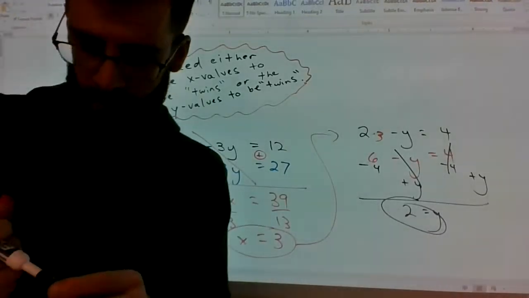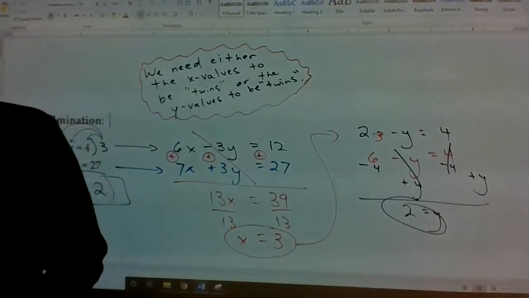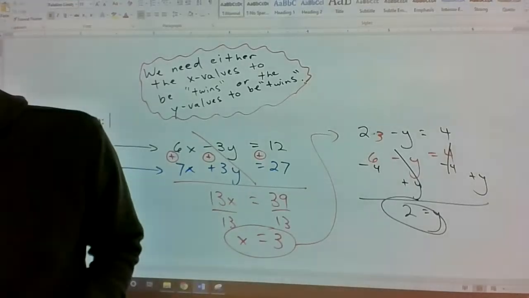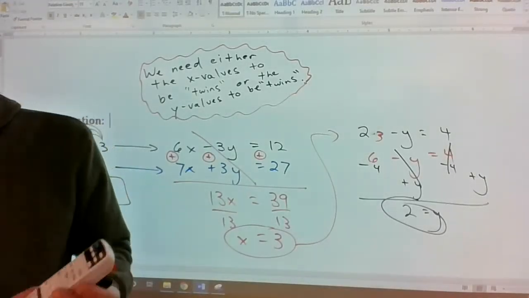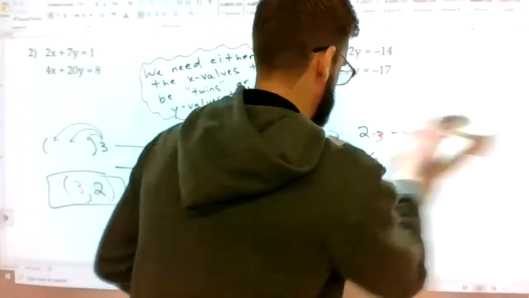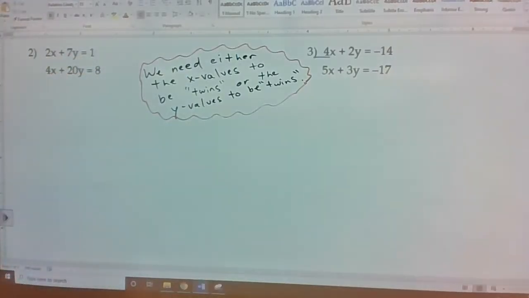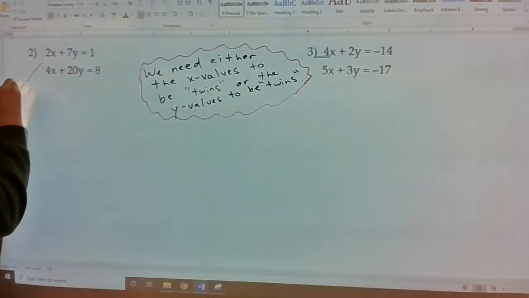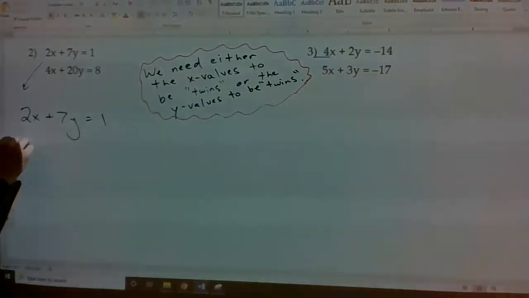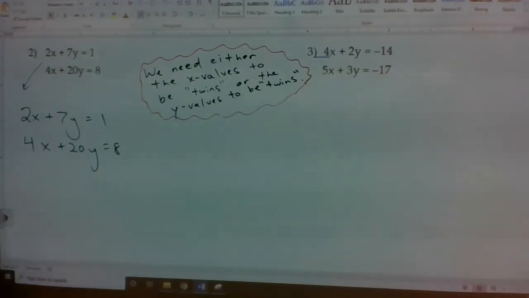Yeah, let's try another one. All right, so we've got 2x plus 7y equals 1, and 4x plus 20y equals 8.